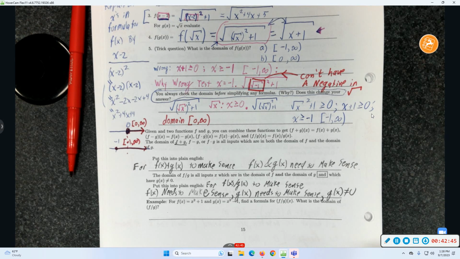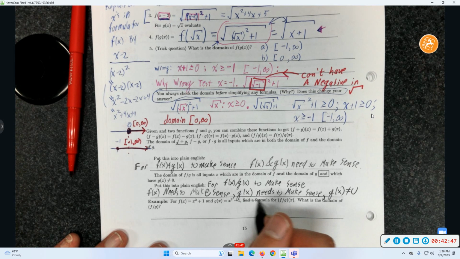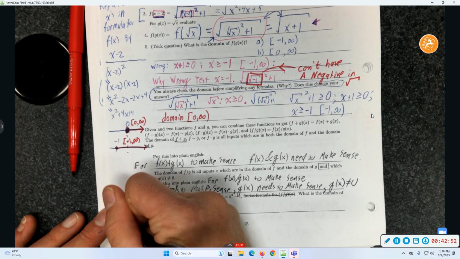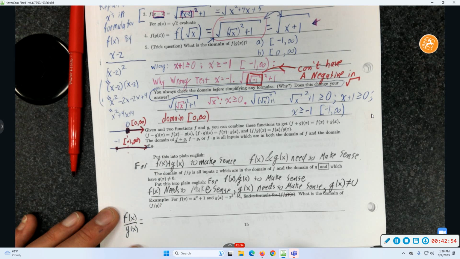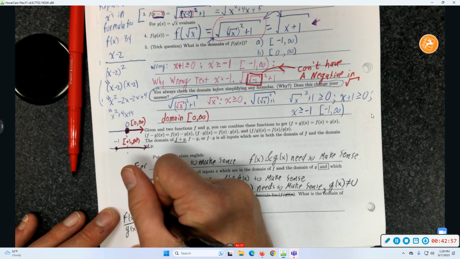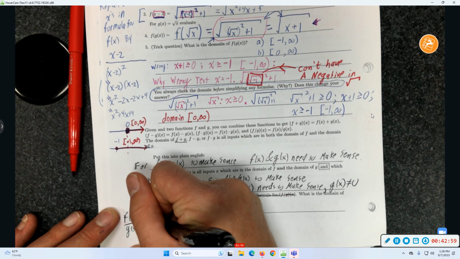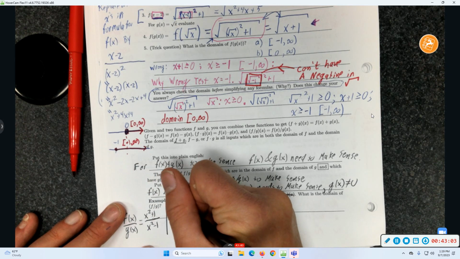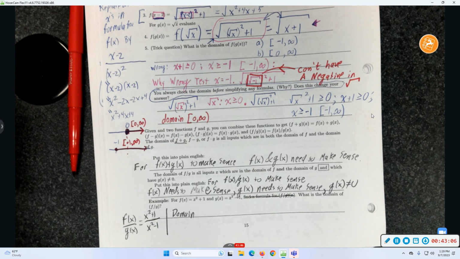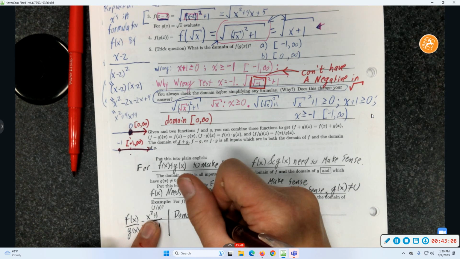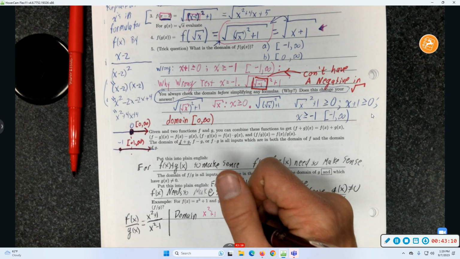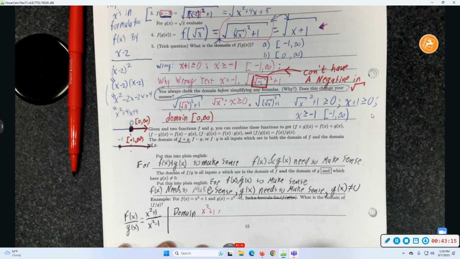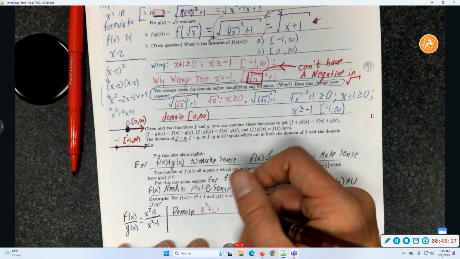So let's try to do that in practice. Let's not find a formula for f divided by g, although that's easy. F of x divided by g of x is x squared plus 1 divided by x squared minus 1. If you want the domain, let's just check some things. X squared plus 1, well, is there any number that you can't square? Nah, you can square anything. You can add 1 to anything. This formula always makes sense.